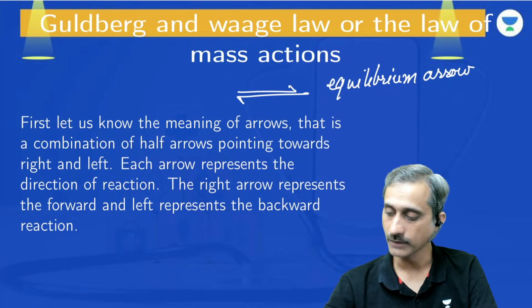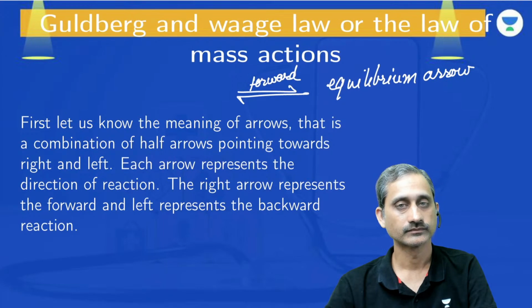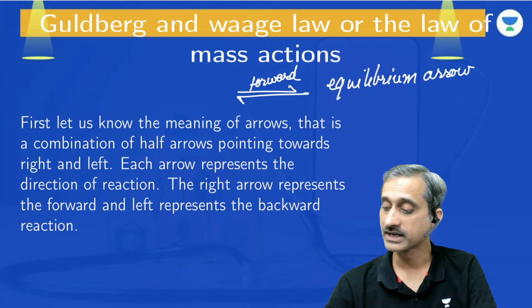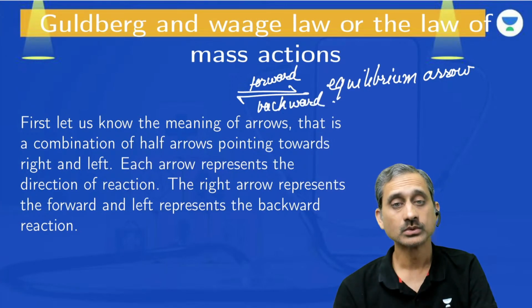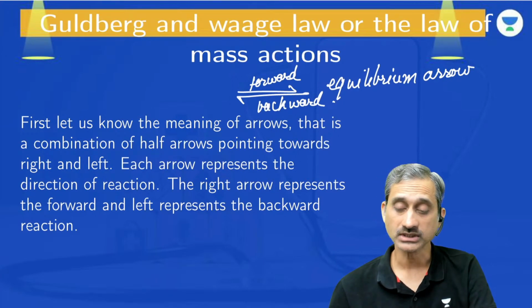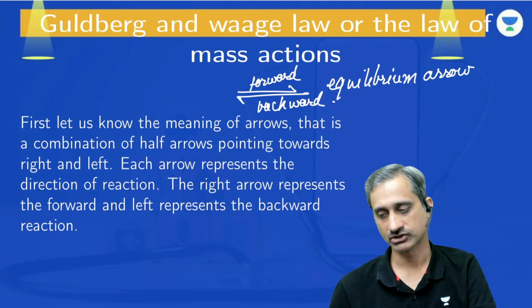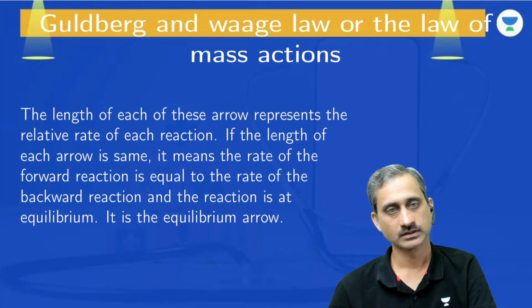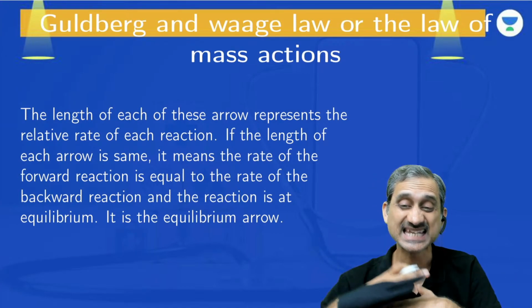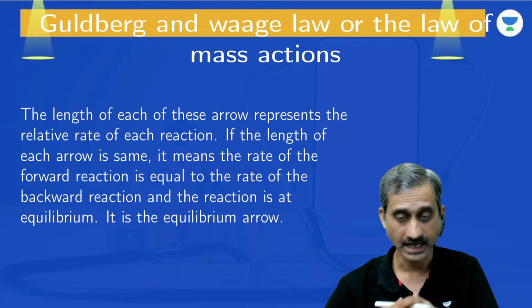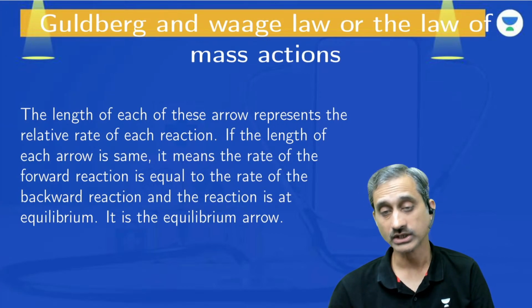The top arrow represents the direction of the forward reaction. Okay. The bottom arrow shows the direction of the backward reaction. The length of the arrow talks about the speed of the reaction, the relative rate of each reaction. The length of each arrow is the same. That means the forward and the backward reaction are taking place at the same speed. And then the reaction is in equilibrium. Now it becomes the equilibrium arrow.